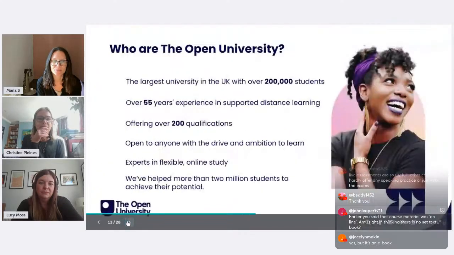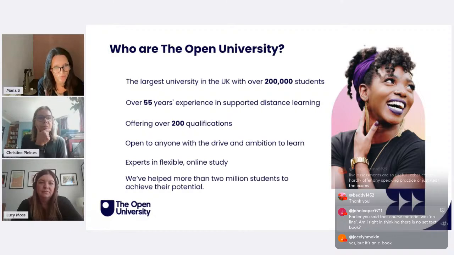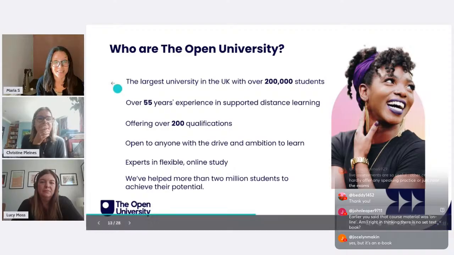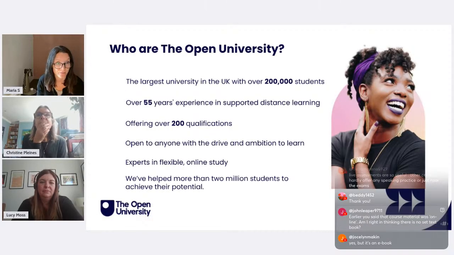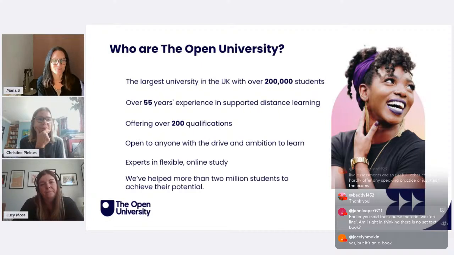If we could move to the next slide. So who are the Open University? As you probably know already, this is the largest university in the UK with over 200,000 students. We are a university that specializes in distance learning, in supported distance learning. We have over 55 years experience in this field, and we offer more than 200 qualifications. So you are very likely to choose something if you have a look at all the interesting qualifications that we offer. And we are open to anyone with the drive and ambition to learn.